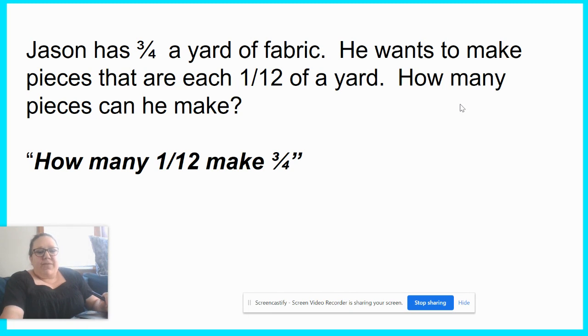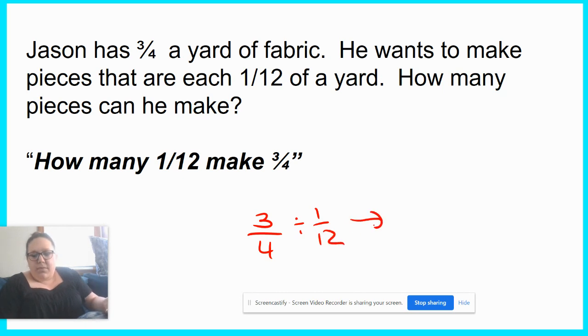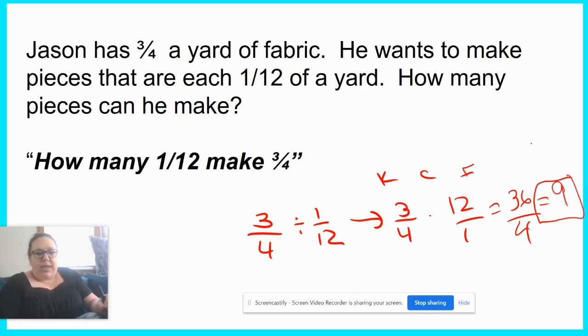Jason has 3/4 of a yard of fabric. He wants to make pieces that are each 1/12 of a yard. How many pieces can he make? So he has 3/4, and then he wants to make 1/12. 3/4 divided by 1/12, and then that becomes 3/4. That's my keep. Change to multiplication, and then my flip, 1/12, becomes 12 over 1. 36 over 4 becomes 9. So he can make 9 pieces. All right, let's keep going.